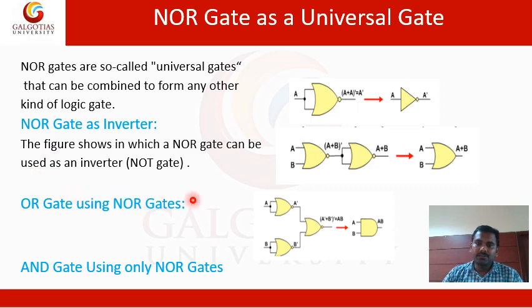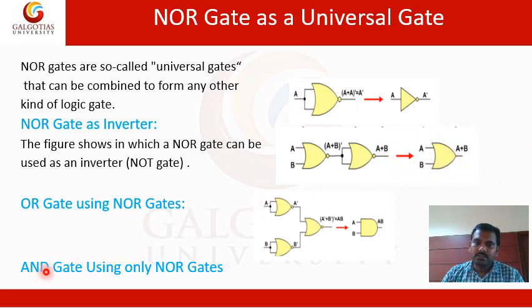Similarly, if you want to derive the OR gate from NOR gates, then we use two NOR gates in series. Here A and B are the inputs to the first NOR gate, and the output will be (A plus B) whole bar. If this output is the input for the second NOR gate, it will be inverted again, so it will become A plus B, which is nothing but the output of the OR gate. So this is equivalent to an OR gate.